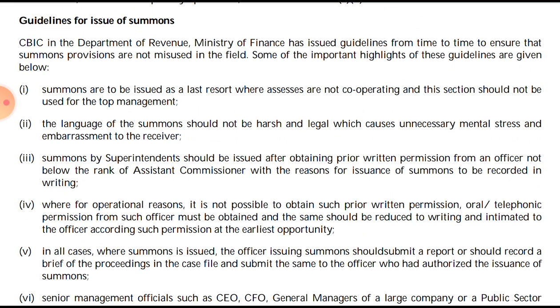Sorry, we'll continue. A summons by a superintendent should be issued after obtaining prior approval. If the superintendent is issuing the summons, it should be issued after obtaining prior written permission from an officer not below the rank of assistant commissioner, with the reasons for issuance of the summons to be recorded in writing. He should also state the reasons to the assistant commissioner.